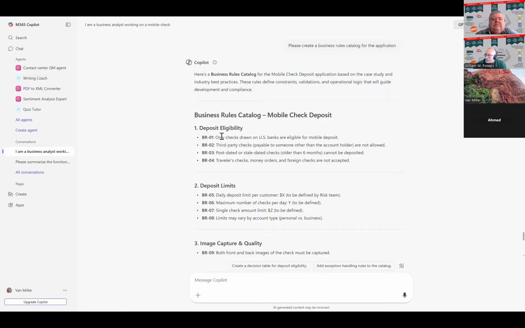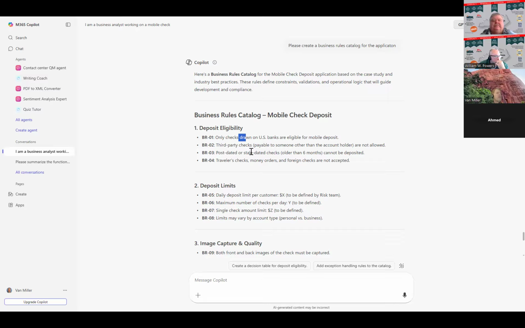So it has some rules around deposit eligibility. Only checks drawn on U.S. banks are eligible. Third-party checks payable to someone other than the account holder are not allowed. I kind of remember seeing that in there. I think that was in our case study. Does anybody remember whether or not it had U.S. banks only, or is it international? Or did we even say? It's a regional bank. Okay, I guess that might be why it says U.S. only.